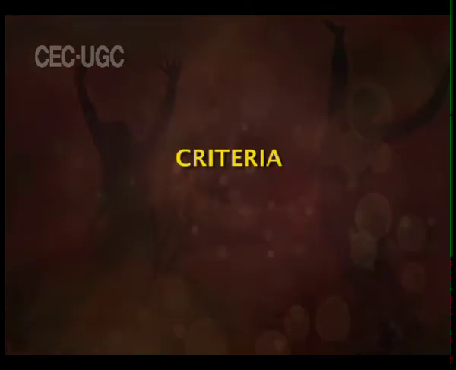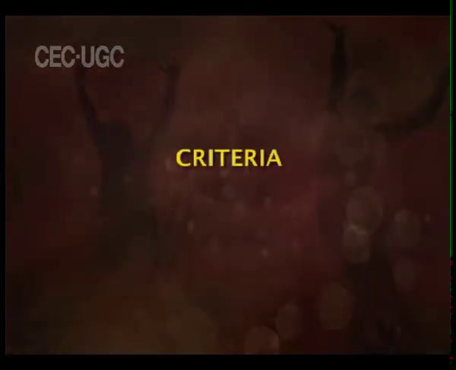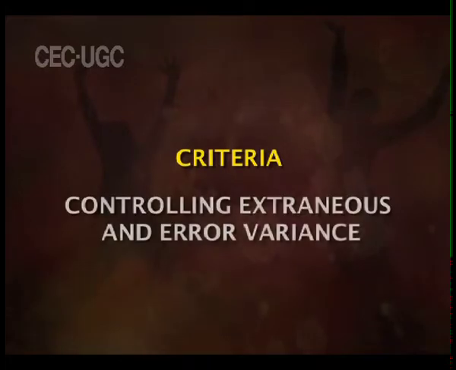A fourth criterion, and a very important criterion of the research design, is that it should be economically possible or economically feasible. If you make a very elaborate, sophisticated and high-end design and do not have the funds to actually put the design into practice, then the research design becomes of no use. Finally, a research design must be able to control both extraneous variable effects and error variance.